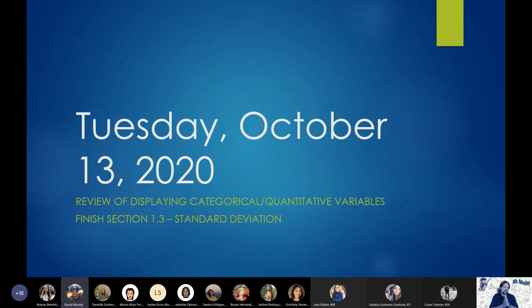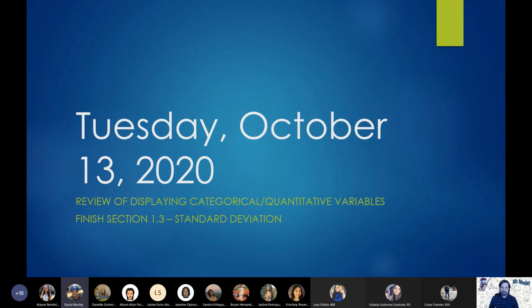All right, so here we are, Tuesday, October 13th, 2020. We are going to do a little review of displaying categorical and quantitative variables, and then we're going to finish section 1.3 with standard deviation. It's where we left off last week. We didn't get to do much with standard deviation. I just introduced it and showed you how to find it on your calculator. We're going to talk about what that is today and how to do it by hand.